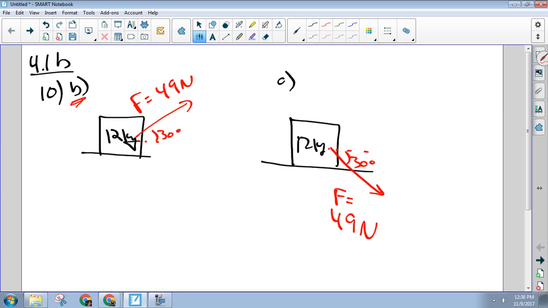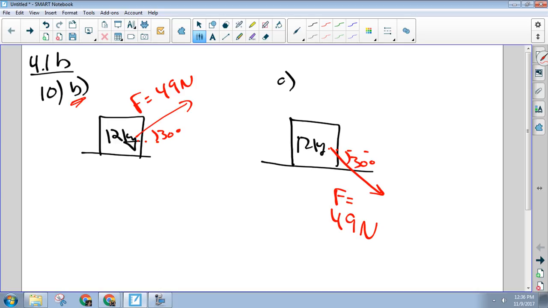Because aren't both of these drawings going to have the same x component of force? They're both 49 newtons, and they're both 30 degrees off the horizontal. The only thing that's different is that in one the y component is up, and in the other the y component is down. But the horizontal component that's trying to make these boxes move is the same in both drawings. So let me pause there for a minute. Does everybody see what I'm saying there?